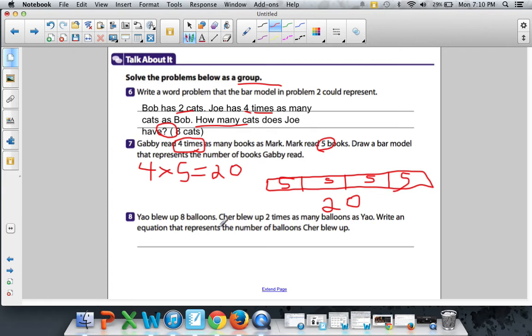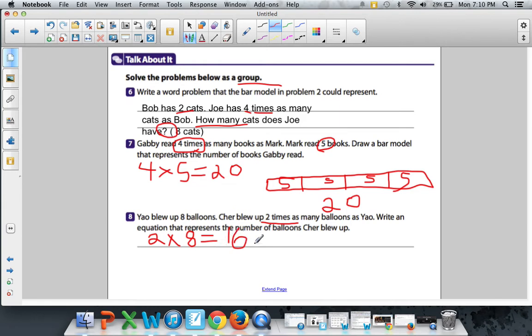Yao blew up 8 balloons. Cher blew up 2 times as many balloons as Yao. Write an equation that represents the number of balloons Cher blew up. All right. So Cher blew up 2 times. Where am I getting that from? Right there. 2 times as many balloons as Yao. And Yao blew up 8. 2 times 8. Come on, guys. Gotta know this. Multiplication tables. 2 times 8 is 16. Can you dig it? 2 times 8, 16.